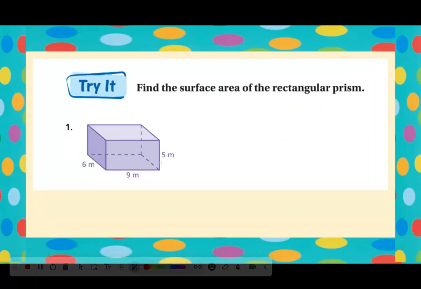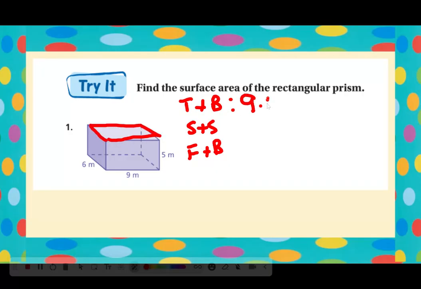Okay, so let's try this one. I see we have a top and bottom, we have sides, and we have a front and a back. So our top and bottom is 9 times 6 times 2, which is 108. We have our 2 sides, which are 6 times 5 times 2, which is 60.